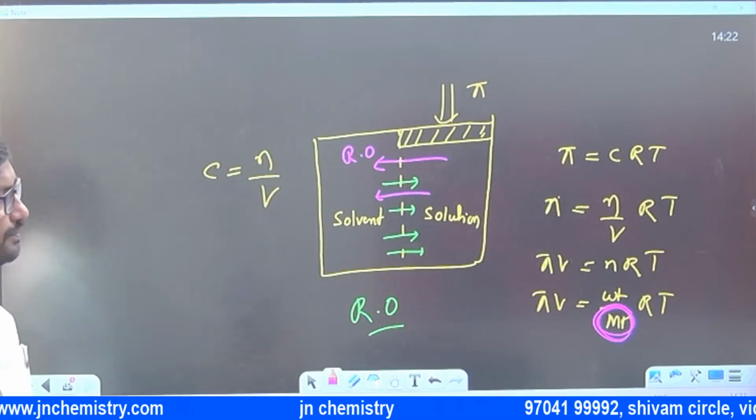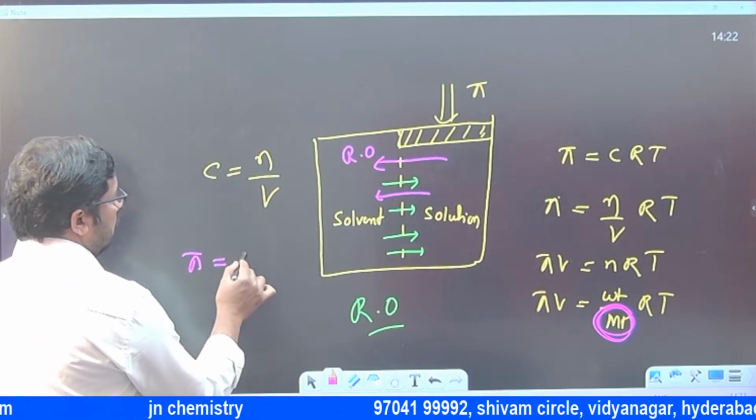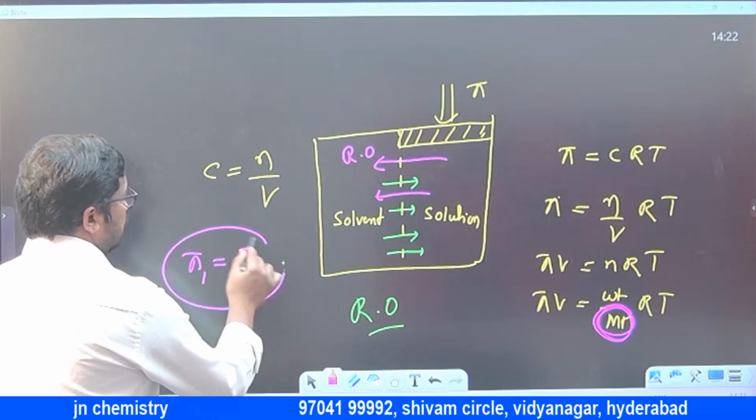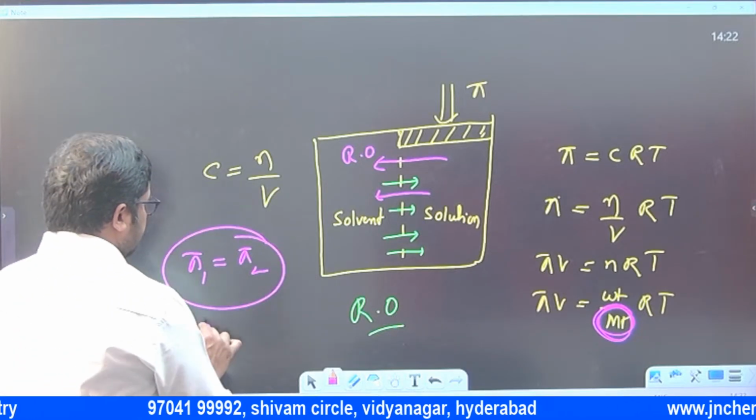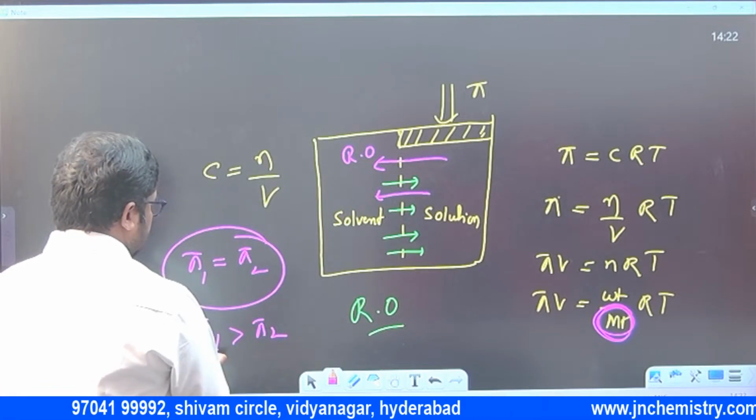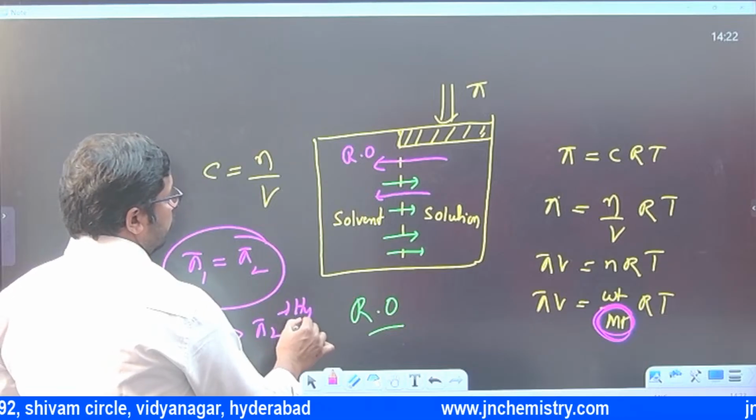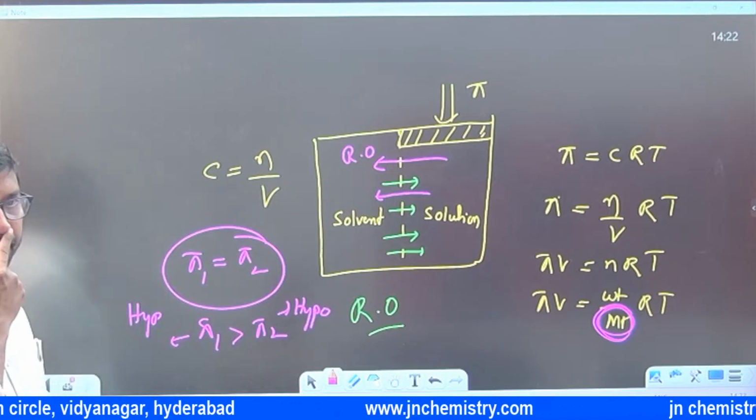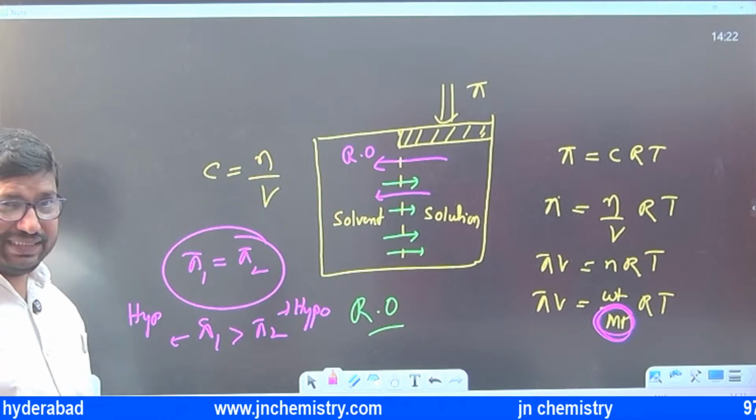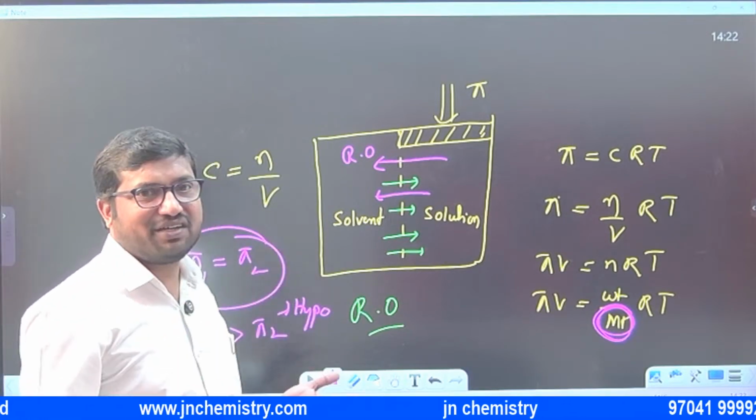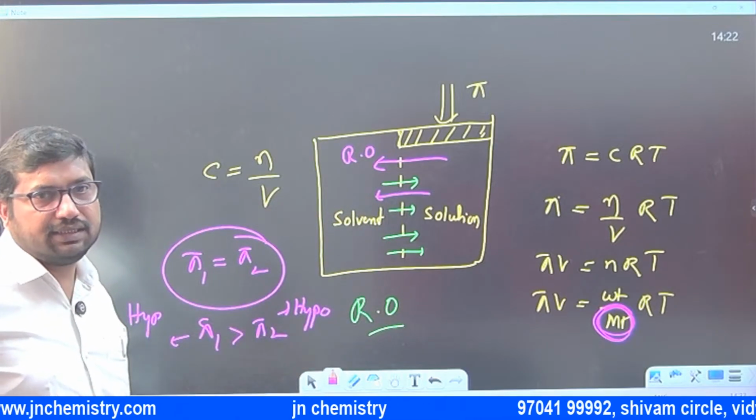Write it down. If two solutions have the same osmotic pressure, π1 = π2, we call them isotonic. If π1 is greater than π2, this one is hypertonic and this one is hypotonic. Hypertonic, hypotonic. So colligative properties are easy only. The problem is we make it confusing, but in all the cases, the main intention is the same.